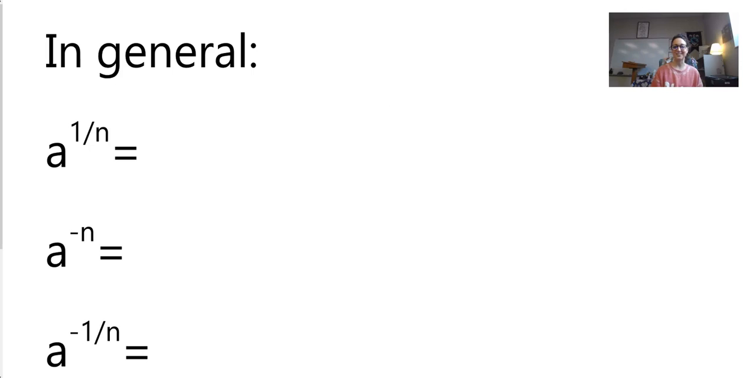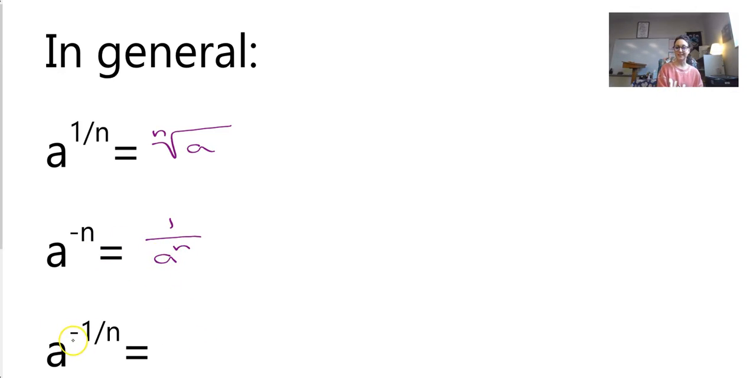And first pause on your screen, can you go ahead and copy what I have on my screen? So let's generalize these exponential rules. If I have a to the 1 over n, then that means the nth root of a, right? If I have a to the negative n, that's the same as 1 over a to the positive n, so I can change the sign of the exponent if I change the location of the base.